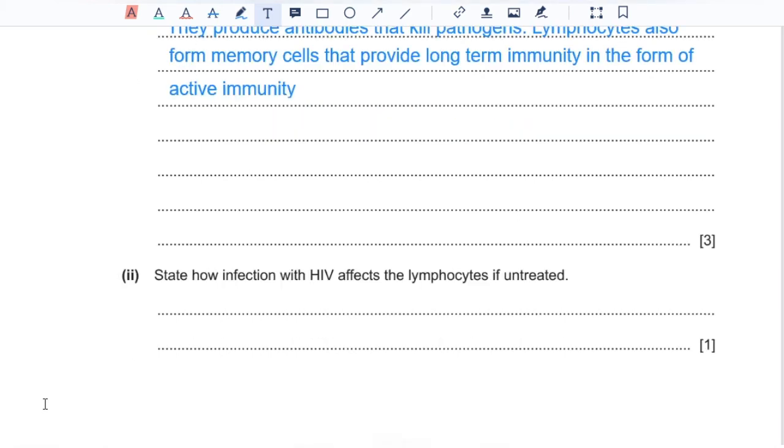State how infection with HIV affects the lymphocytes if untreated. So HIV, this virus, can decrease the number of lymphocytes in the body, which makes the immune system of the infected person very weak.